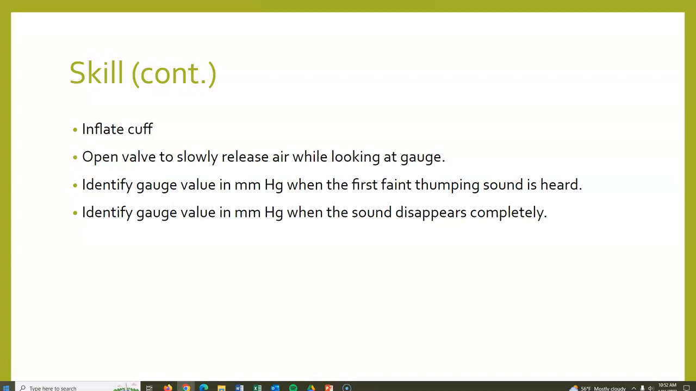There is a good video on ATI for you to watch. They do this, and so you can watch and see how it's done. It'll probably make a little bit more sense. But just make sure that you're slowly releasing that air the whole time.